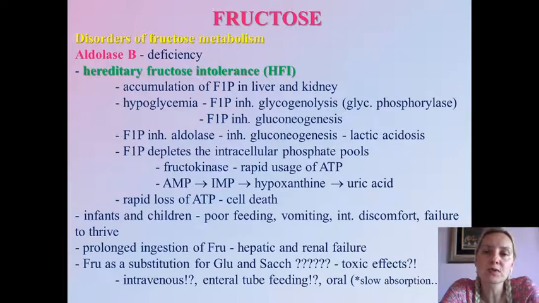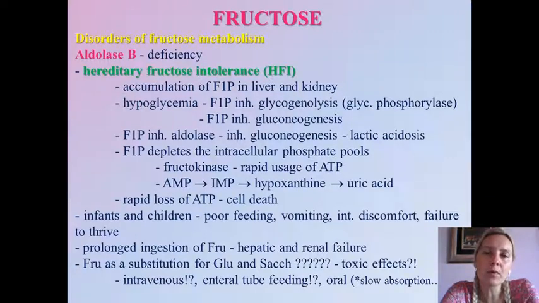Another enzyme which is rate limiting and regulatory is aldolase B, and its deficiency yields the development of hereditary fructose intolerance, which is a much more serious disorder than the previous one, with more severe consequences and symptoms. And the deficiency of this enzyme actually yields the accumulation of fructose 1-phosphate in liver and in kidneys. And as a result of this, hypoglycemia occurs.